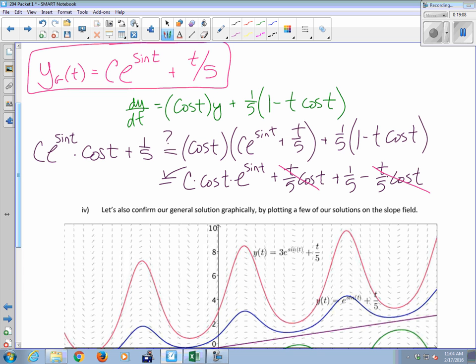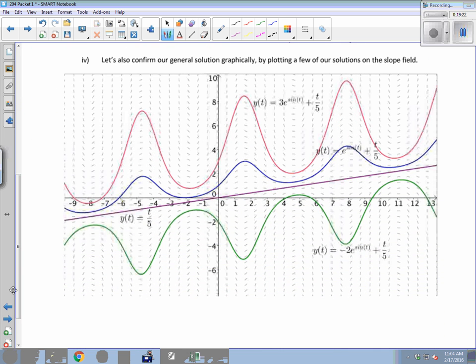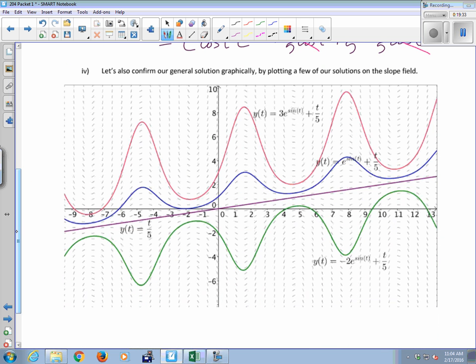All right, so we can confirm that the method works. The method actually does give us a general solution. Okay. And we can confirm graphically. I made a slope field using a computer. And then I graphed several equations that had the form c e to the sine t plus t over 5. I just chose some random c's, and I plotted these equations, and they fit perfectly over the slope field. And then the t over 5 was a special one. It was a straight line through the slope field.